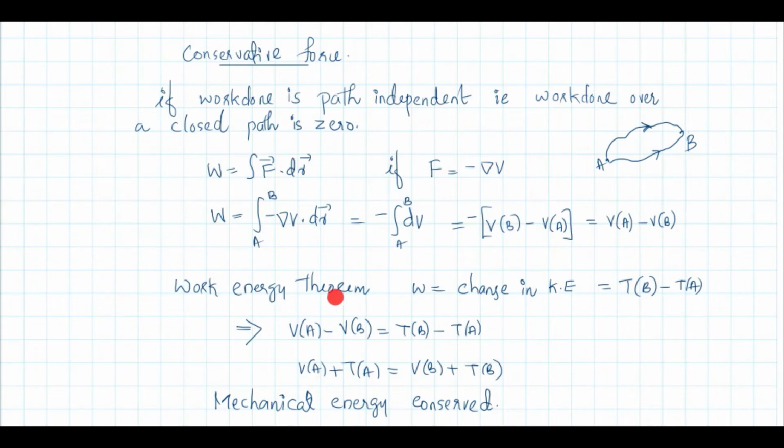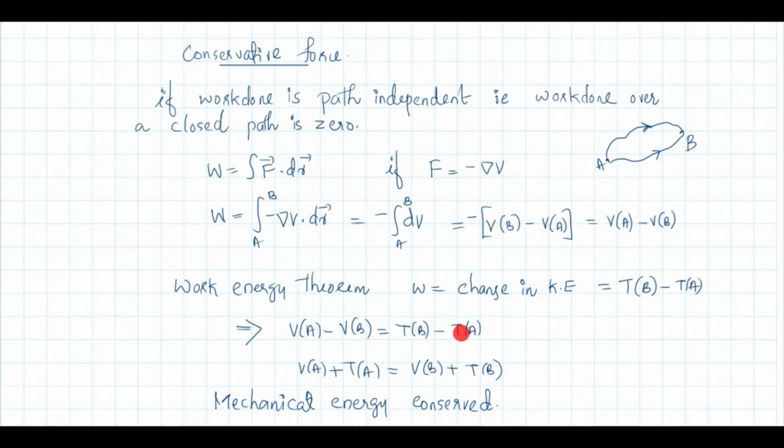Now, the work energy theorem states that work done is equal to change in kinetic energy. When a particle moves from A to B, the total work done is nothing but the change in kinetic energy. That is final kinetic energy T at B minus initial kinetic energy T at A. This T stands for kinetic energy. Now, you can equate these two expressions. Both give work. So V of A minus V of B, right hand side of first equation, right hand side of second equation is T of B minus T of A.